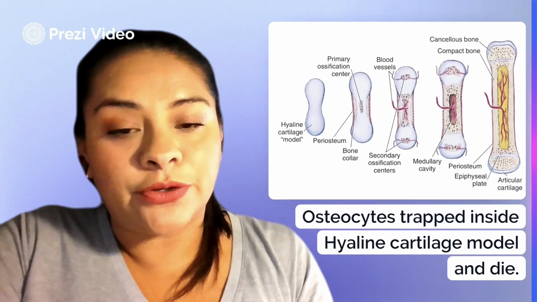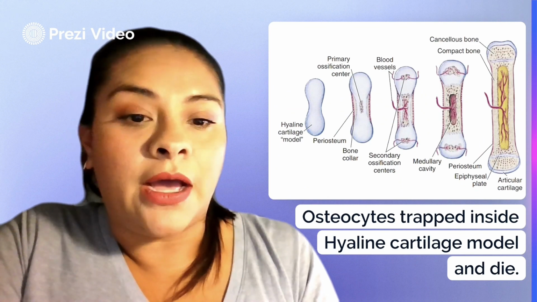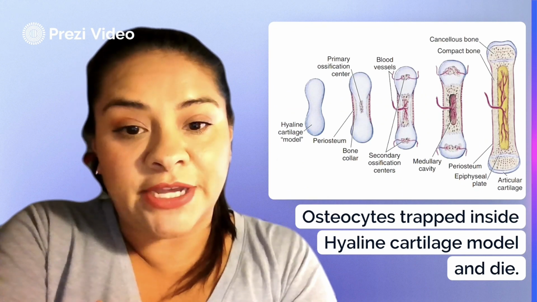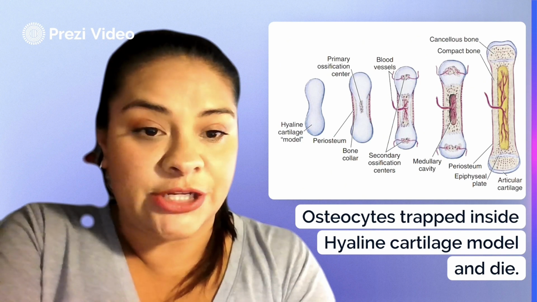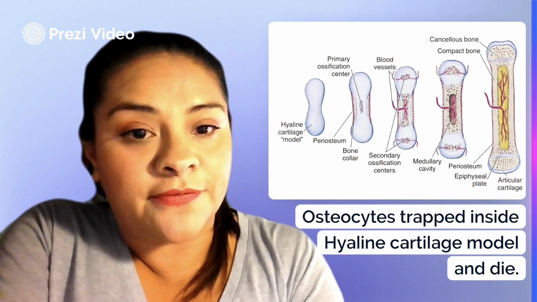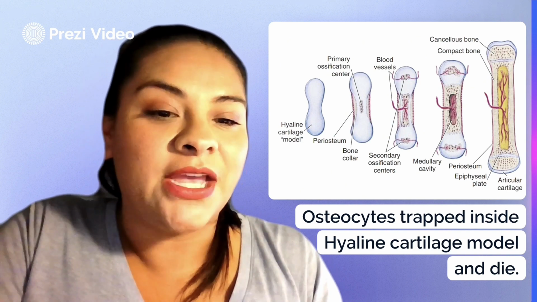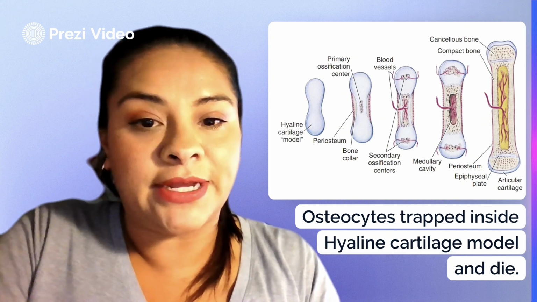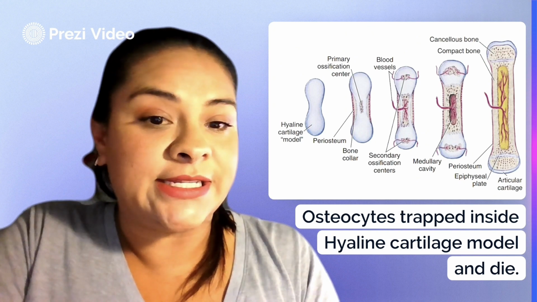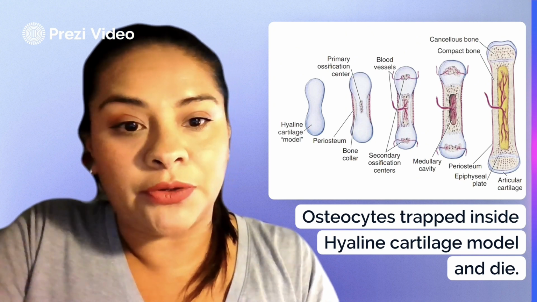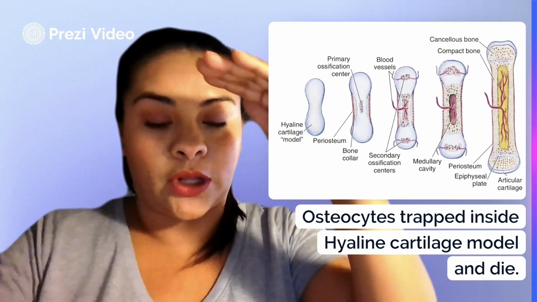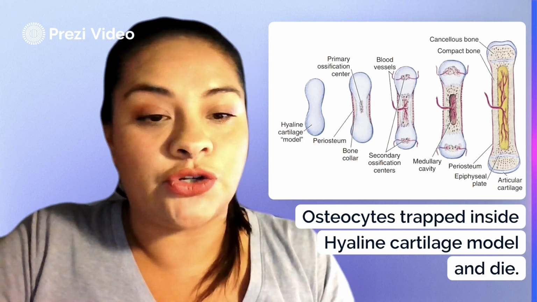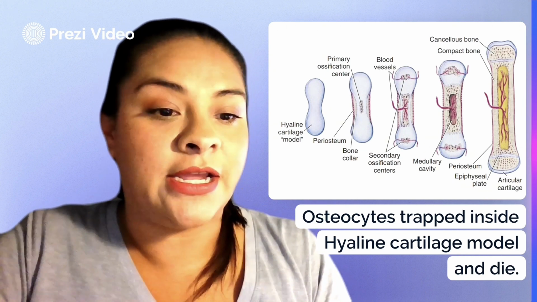So it's important to know that there are two different ways that bone can grow. Bone can grow by endochondral ossification and intramembranous ossification. Endochondral ossification is, so what happens is the osteocytes are trapped inside the hyaline cartilage model and they eventually die. So here you can see the steps of the hyaline cartilage model being grown in long ways, and the osteocytes are trapped inside and then they eventually die.